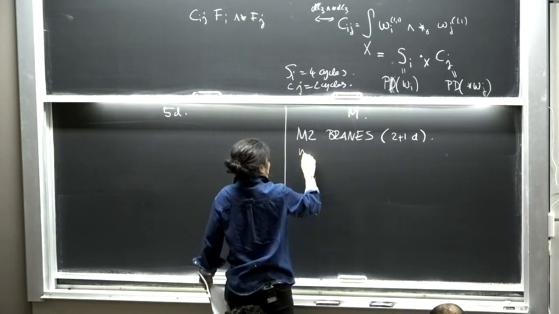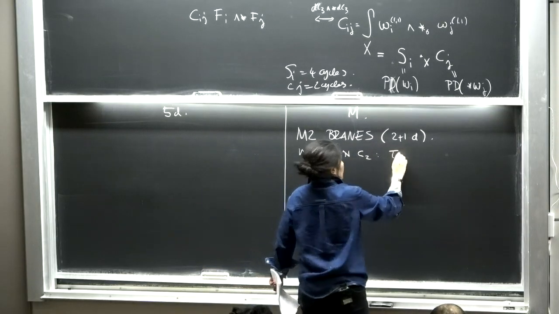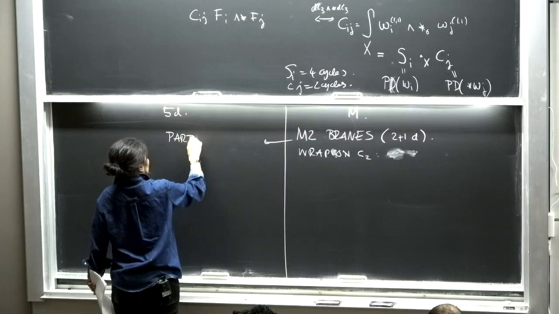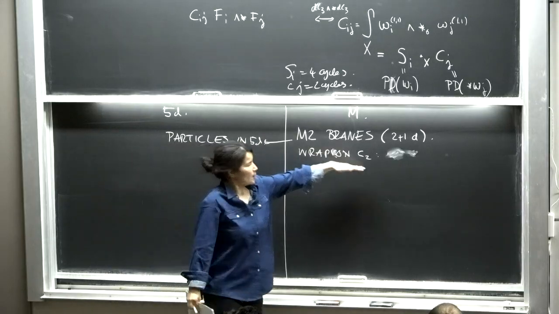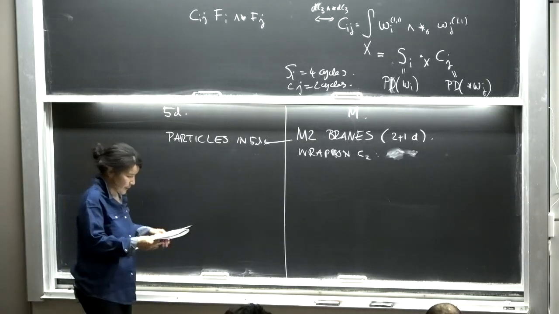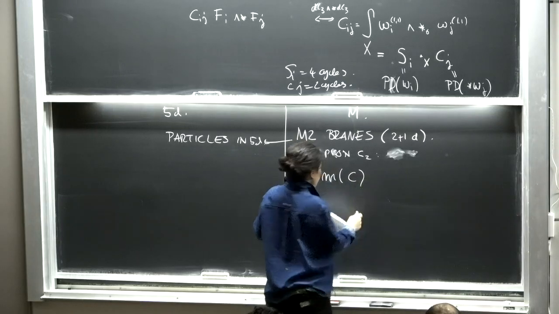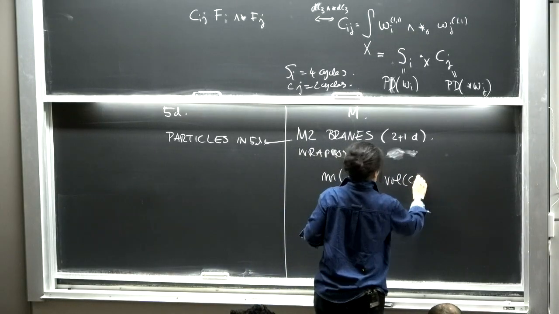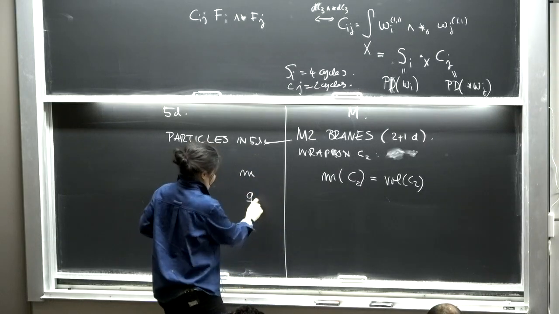In fact, we can wrap these on curves to get particles in 5D. In fact, we'll wrap them on complex curves, which are calibrated by Kähler forms. These are supersymmetric particles, BPS states. And we are also saying that the mass of these particles, so given a curve C_2, and we wrap an M2 brane on this, is just the volume of this curve. So this is sort of the dictionary: the mass of this particle.